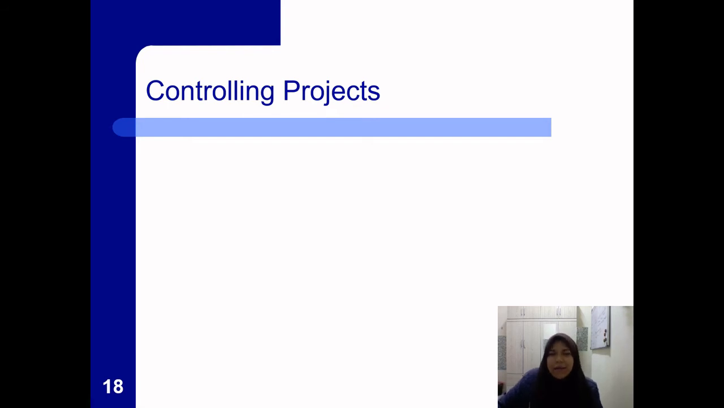Next, how are we going to control the projects? First, you need to establish a baseline plan. As I mentioned, you need to have a draft. You need to know where this is going. If you don't have a plan, then you're planning to fail.